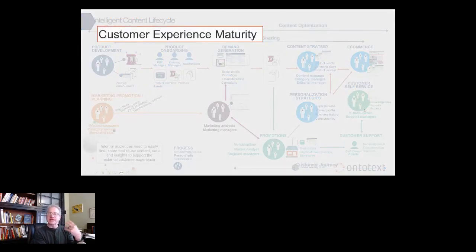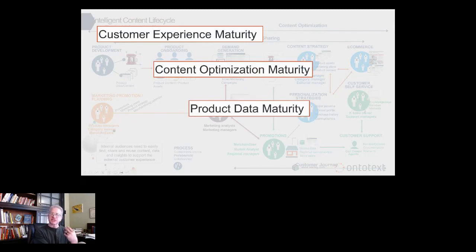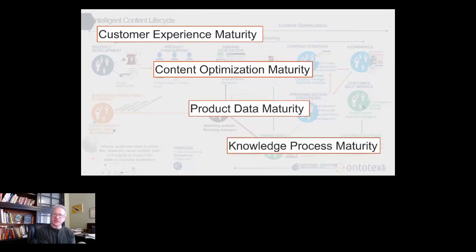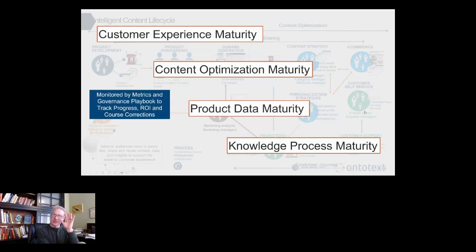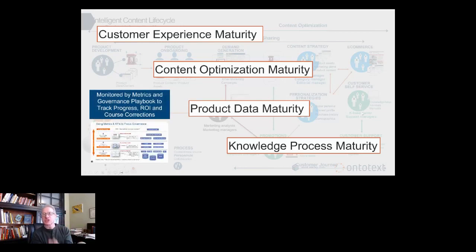So this requires, again, maturity in each of these areas: customer experience, content optimization or operations, product data, and knowledge process. Now, there's a maturity model behind each of these, and it gets subsumed into an orchestration model. But we also have to have metrics and governance. My prior version of the deck had this in a larger slide, walking through the animations. But at the bottom, you have the data and the content and the knowledge. Then that knowledge and data and content supports a process. It supports a business process.